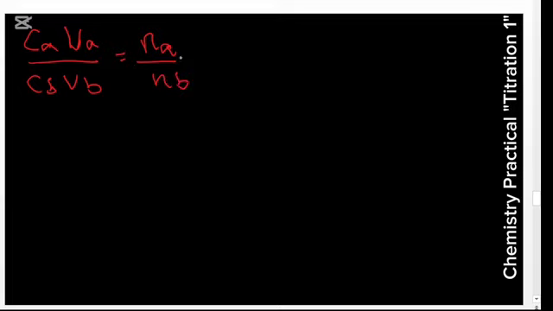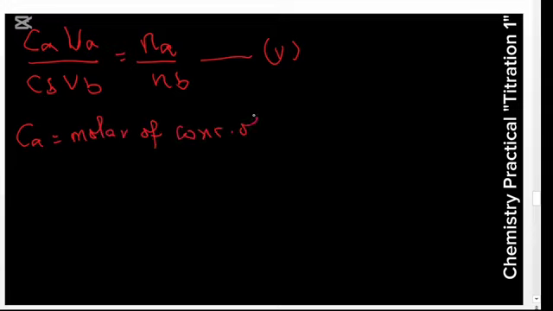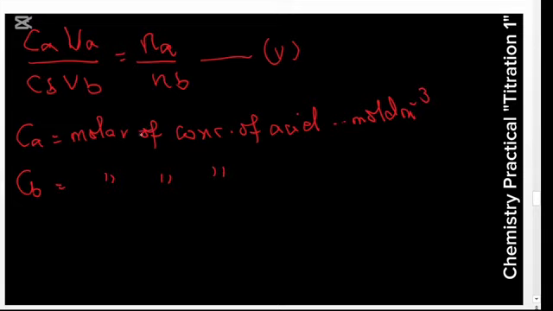Then the next one is CAVA over CBVB equals NA over NB. This is another one. This is equation 5. The CA there represents molar concentration of acid, and is often in mole per dm cube. Right. CB is molar concentration of base, also in mole per dm cube.